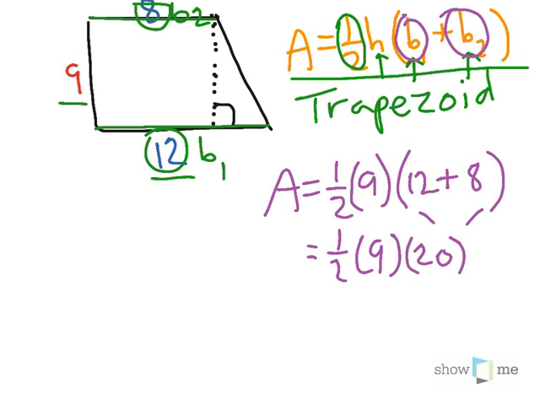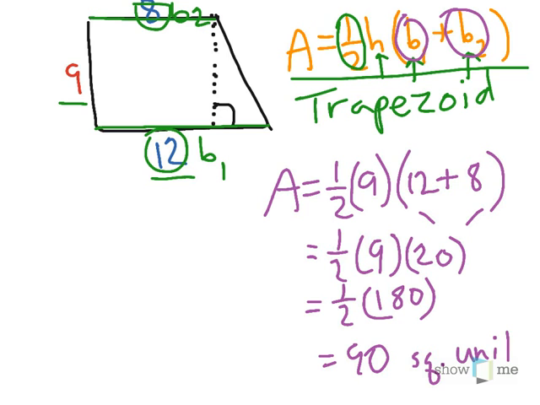Okay? So if I put all those together now, 9 times 20 gives me 180, and when I multiply that by 1/2, I get 90 square units. Usually you'll see this in square feet, or square meters, or square inches. It depends on what the measurements are, but here it was generic, so I didn't really have a measurement to put. Okay? And that's all there is to calculating the area of a trapezoid.